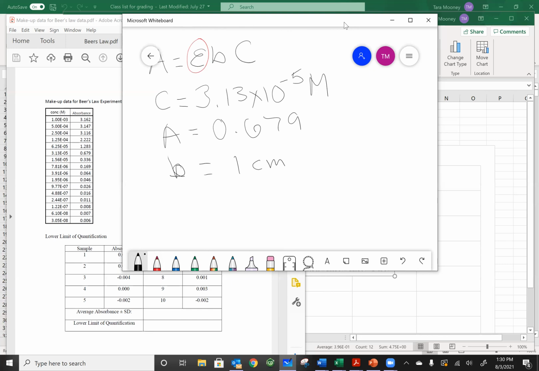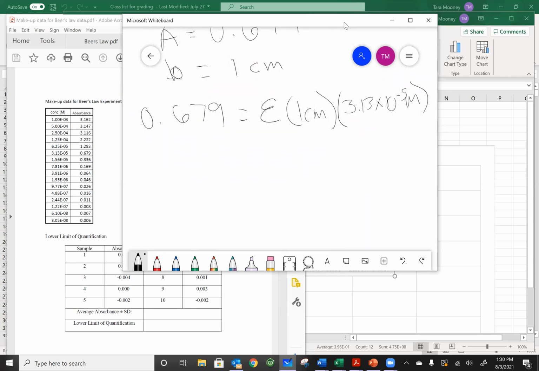So now we just need to find epsilon. Let's plug these in. 0.679 equals epsilon times 1 centimeter times 3.13 times 10 to the minus fifth molar. And you might be asking for path length, how do we know it's 1 centimeter? The standard size of every cuvette for all spectrophotometers is 1 centimeter. So that's what we always use.